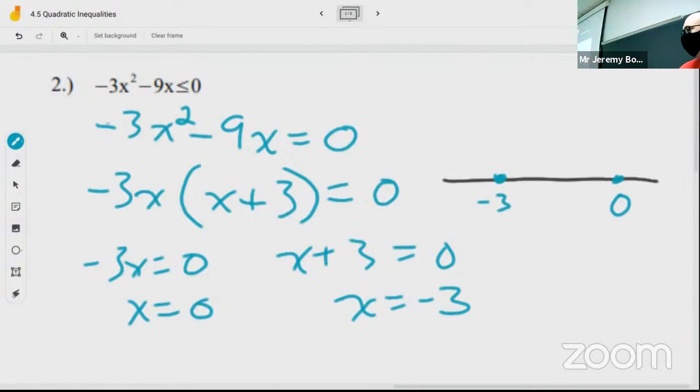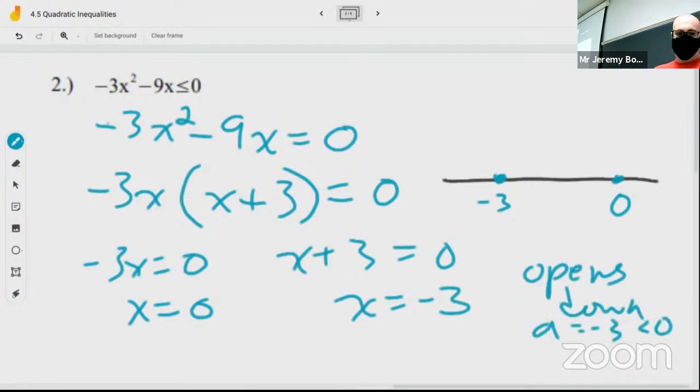Now, which way does this one open? It's going to open down because a is equal to negative 3, and that's less than 0. So that means that our parabola is going to open like this. Well, that was a really bad draw. We'll try it again. There we go.